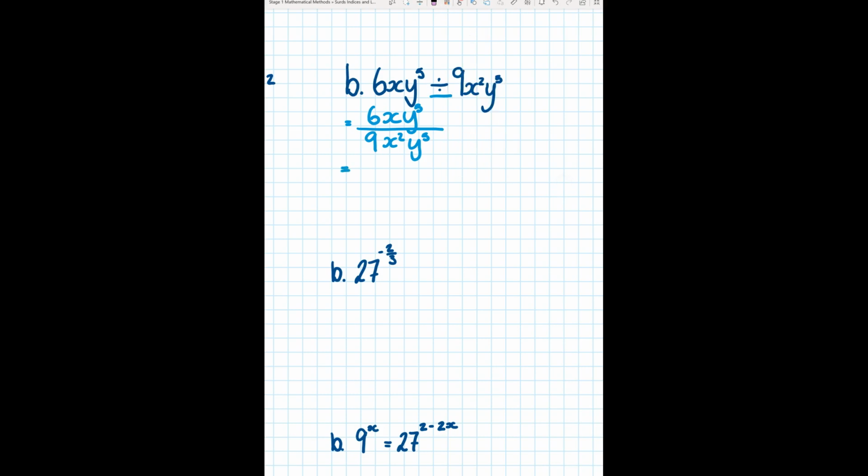So 6 over 9 is the same as 2 over 3. X over x squared, x to the power of 1 minus 2 is x to the power of minus 1, which is the same as 1 over x. Y to the power of 5 over y to the power of 5, 5 take 5 is 0. So that's y to the power of 0, which is 1. 1 over 1. So now we just multiply all along the top line and all along the bottom line, and we end up with 2 over 3x, and that's our solution there.